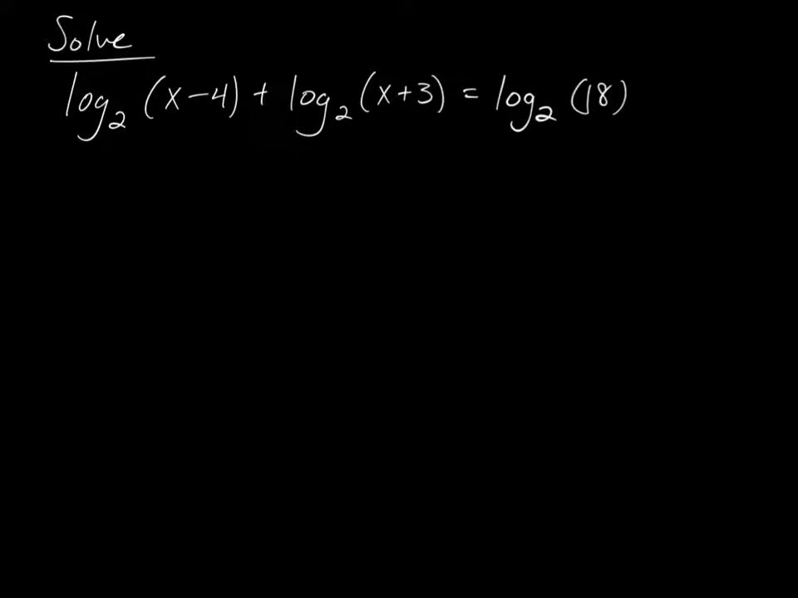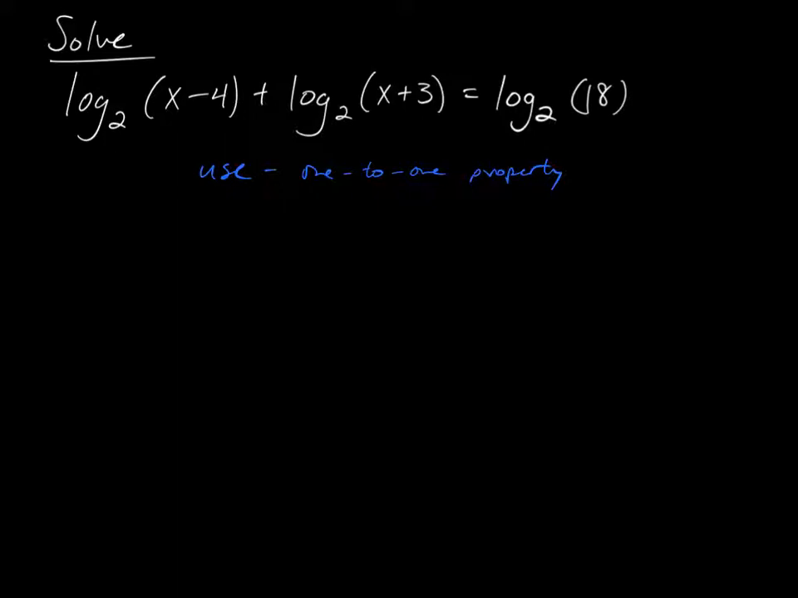Before we can even start solving this, I want to point out that since the x minus 4 is inside of a log and the x plus 3 is inside of a log and the 18, just a constant, is inside of a log, there's nothing else in this equation outside of a log. So we'll use the one-to-one property to solve this equation.